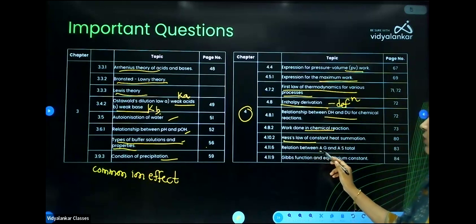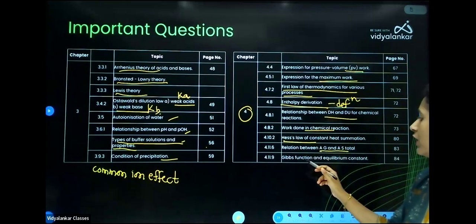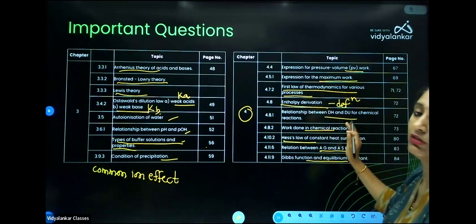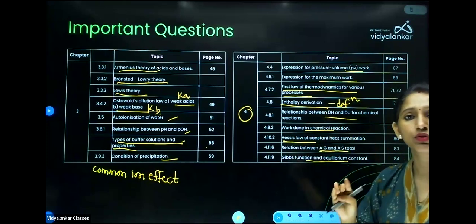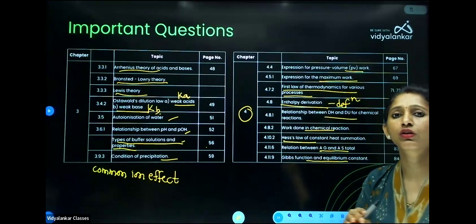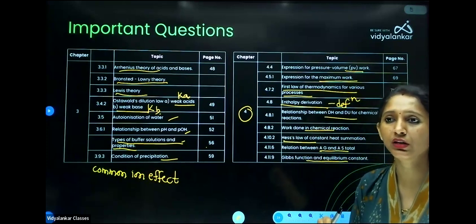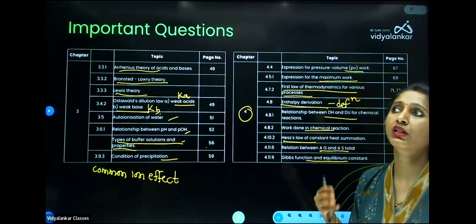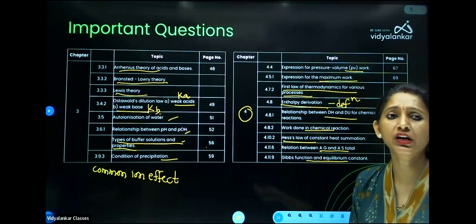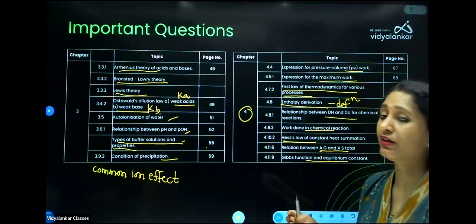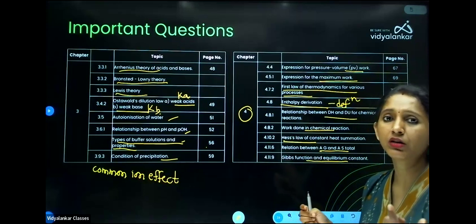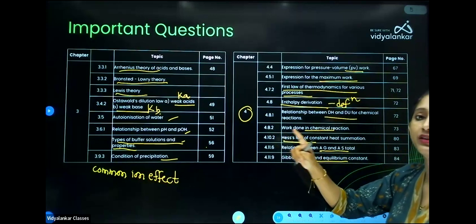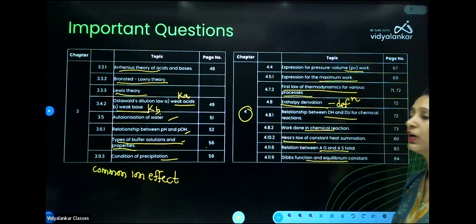Next is the relationship between delta G and delta S for 2 marks, and Gibbs function and equilibrium constant, again for 2 marks. With this, all derivations and numericals are also important. Do not skip any of the textbook numericals. Practice for them, mostly numericals based on work done. After that, enthalpy and heat of the reaction come in the paper, as well as an entropy numerical for 1 mark. So these are the topics you are not expected to skip in chemical thermodynamics.